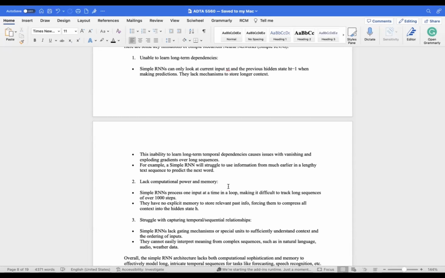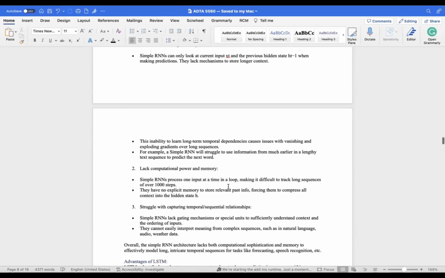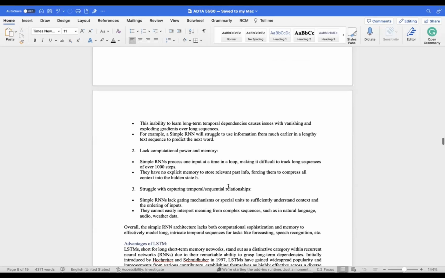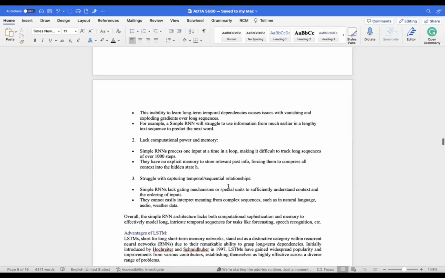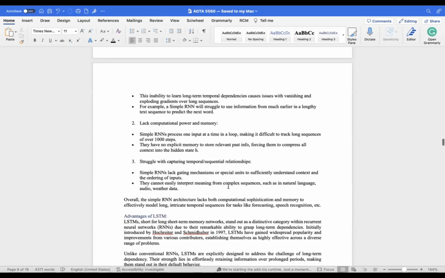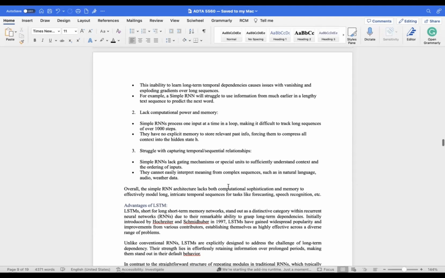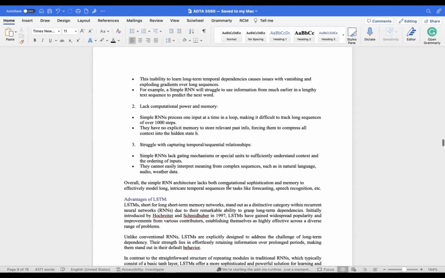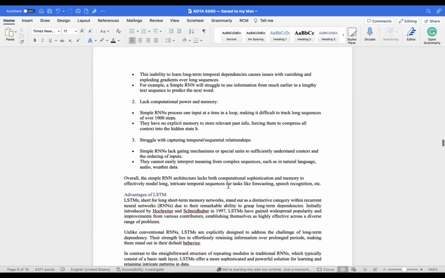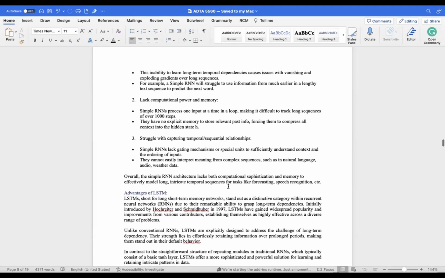So they process only one at a time in a loop, making it difficult to track long sequences of over 1,000 steps. They have no explicit memory to store relevant past info, forcing them to compress all context into a hidden state. So they struggle to capture temporal sequential relationships. They cannot easily interpret meaning from complex sequences such as in nature, language, audio, weather data. Overall, the simple RNN architecture lacks both computational sophistication and memory to efficiently model long, intricate temporal sequences for tasks like forecasting, speech recognition, etc.